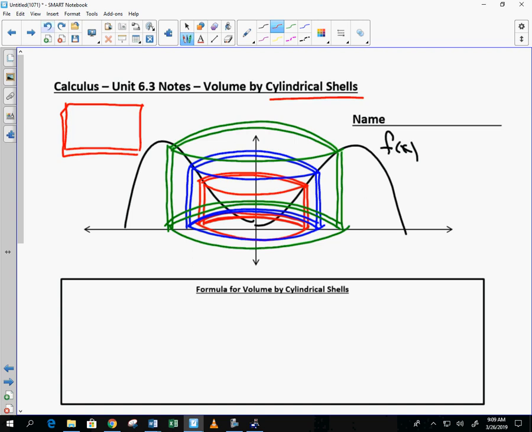Yes? So let's think about finding the volume of this label. What's the width of the red rectangle? Dx. Okay, well, that wasn't too bad. Let's figure out the height. What is the height? F of x. Ooh, how do we find the length of a soup can label? It's the same as the circumference of the soup can label, right? So how do you find circumference?